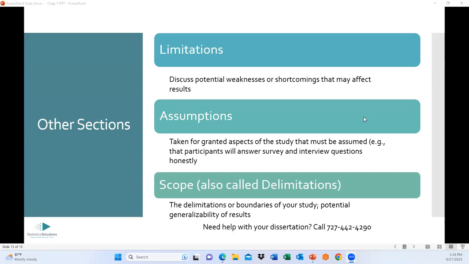Sometimes it's helpful, let's say in an education study, if you're just going to be studying parents, parents' reactions to something or something about parents, you want to frame that. It's just going to be about parents. It's not going to be about students. It's not going to be about teachers or administrators. So that's what they mean by the scope of the delimitations.